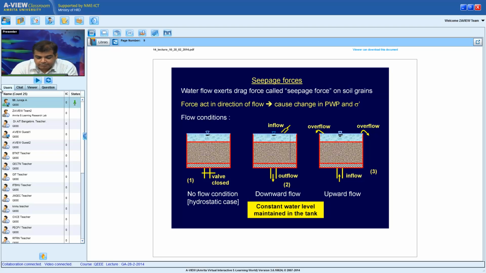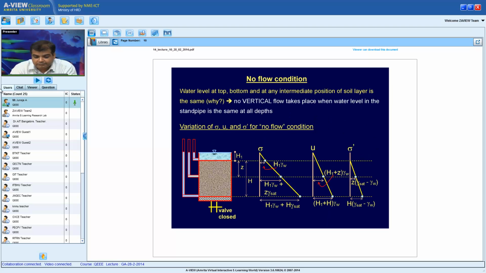Let me move to the next slide, because we look at the no flow condition first and see what this is about. If you are asked to find out the total stress, water pressure and the effective stress distribution in this soil where there is no flow, we have done this a few times in our examples, and let me just recap what we have done.